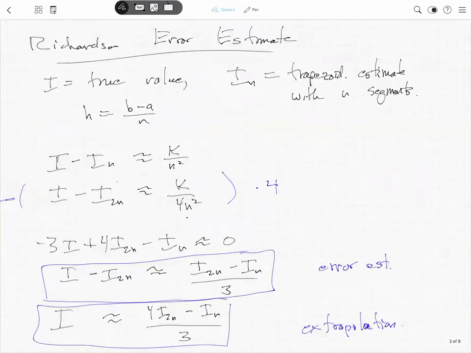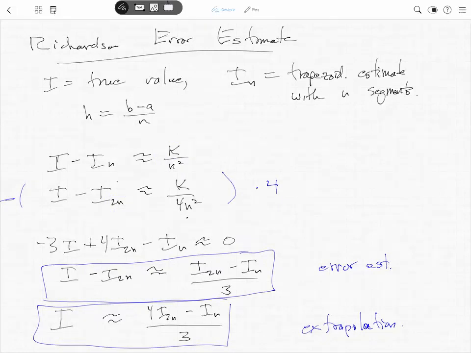So I can write it this way. Well, h is (b minus a) over n, so I can say therefore that the error, I minus I sub n, is approximately proportional to 1 over n squared. K is just some constant of proportionality here. We don't know what that is. But we can say that the error should be approximately some constant k over n squared. If we look at the error in the case where we double the number of subintervals, we replace n by 2n, then the error I minus I sub 2n would be k over 4n squared, because we doubled n, so n squared now becomes 4n squared.